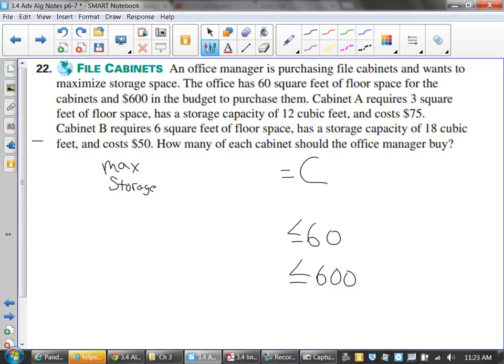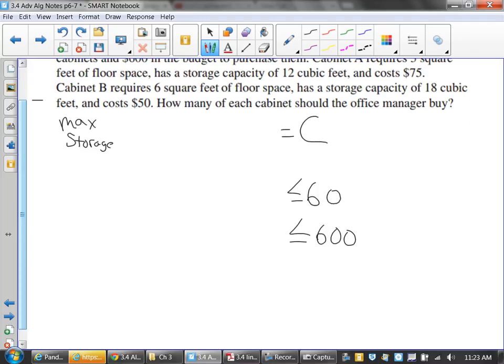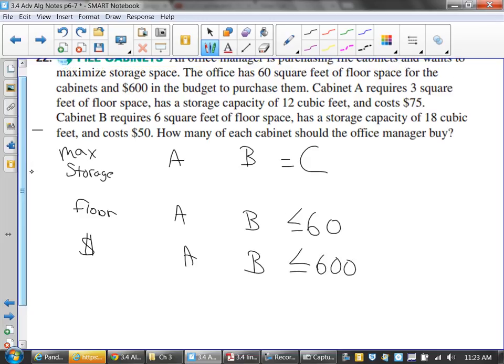Cabinet A uses 3 square feet of floor space, has a storage capacity of 12 cubic feet, and costs $75. So we have cabinets A and B for all of this. Now, this one deals with max storage. This is floor space, and this is money. In that sentence, what's the floor space for A? 3. The 12 is the storage capacity. So it has 3 feet here, 12 cubic feet for storage, and it costs $75. What I'm doing is putting them all in order, where they go. I do the exact same thing with B. Can you have negative cabinets? No. There you go.